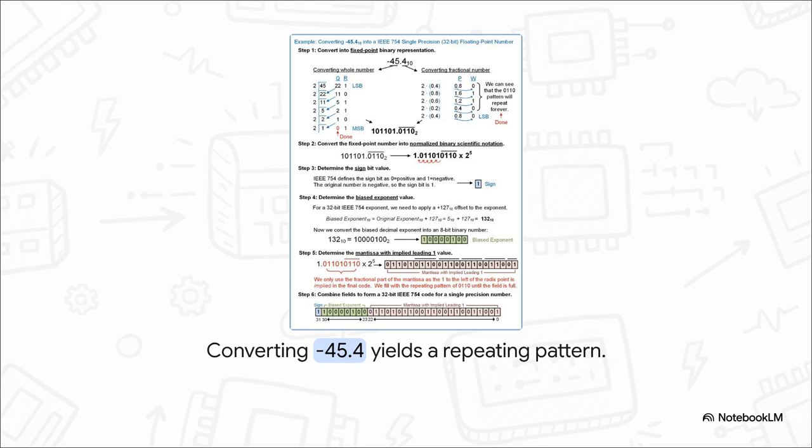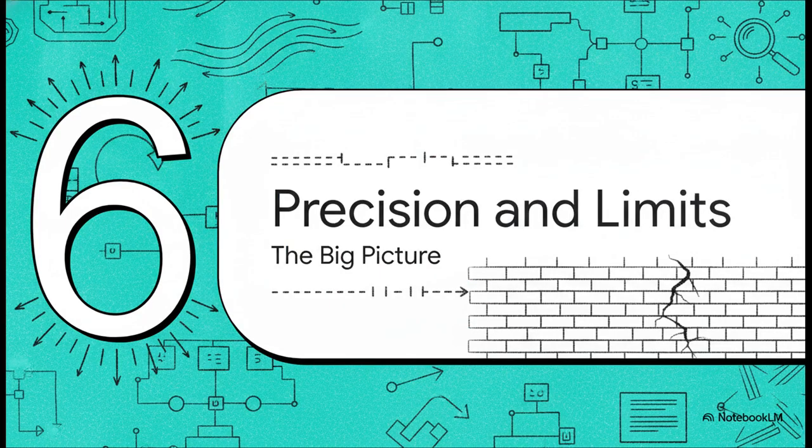We shift the radix point 5 spaces to normalize it. Because it's negative, our sign bit is now a 1. Our exponent is 5 plus our 127 bias, giving us 132 for the exponent field. Now for the mantissa. We drop the leading 1 again, grab the fractional part, complete with its endless 0110 repeating pattern, and we just start filling in the 23 bits. Once we hit that 23rd bit, we are physically out of memory space in a single precision float. So the hardware just chops off the rest. That infinite pattern literally just ends. Which leads us perfectly into part 6, precision and the big picture.